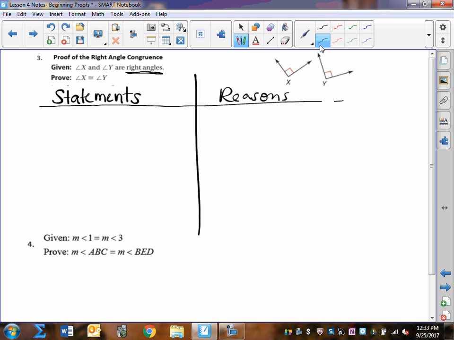So that's our big idea there. What do we know by right angles? We know that right angles means the measure is 90. If I know the measures are 90, then I can probably set them equal to each other once again. So let's go ahead and head down that. So angle X and angle Y are right angles. And that was given to me.